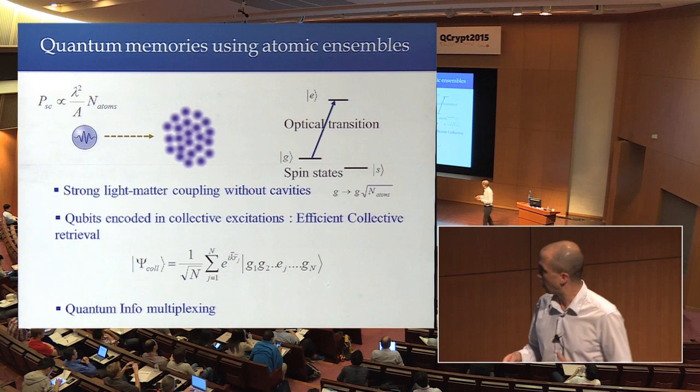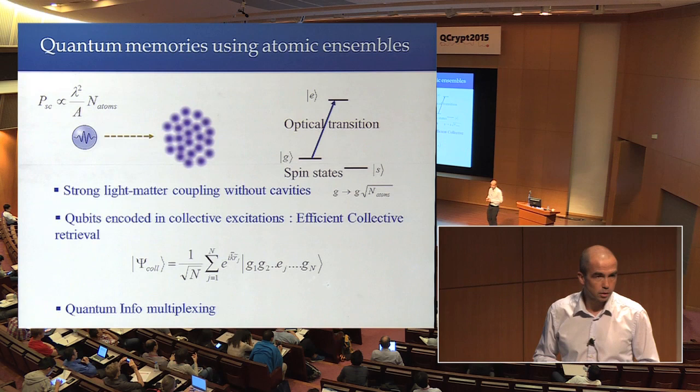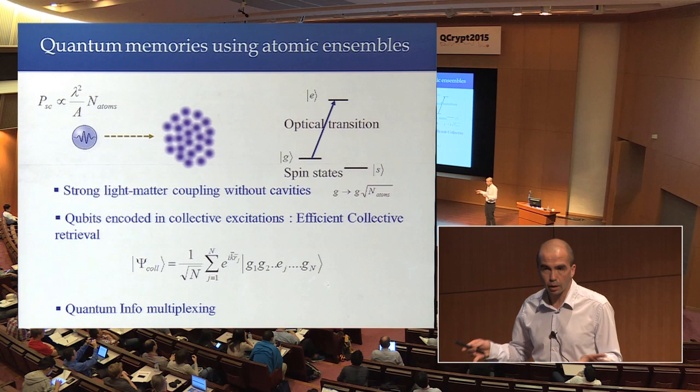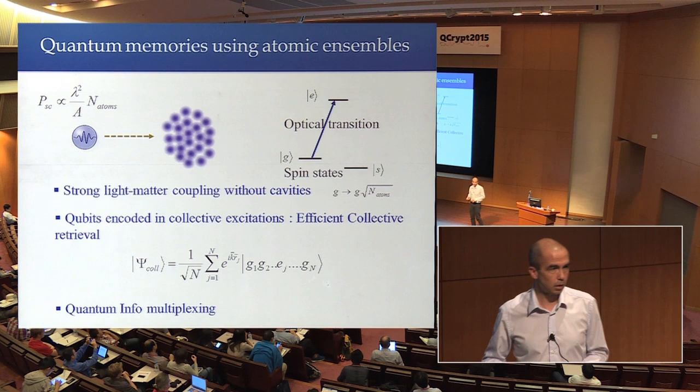And the last advantage of atomic ensembles, which will be very important for quantum repeaters, as you will see, is that since you have many atoms, you can, in principle, also store many qubits and have many modes where you can store a qubit. So we can use atomic ensembles to do multiplexed quantum memories.